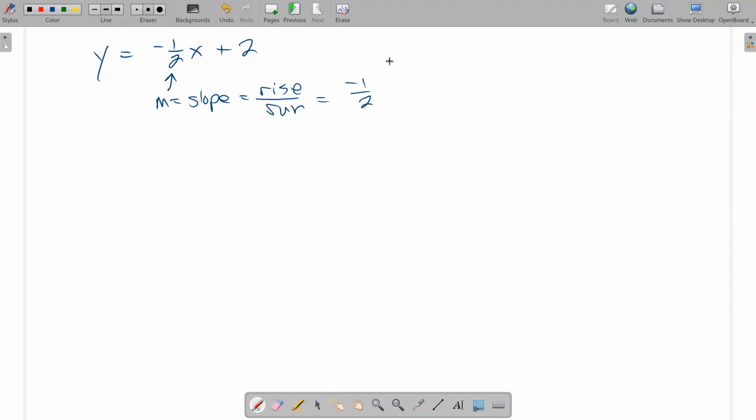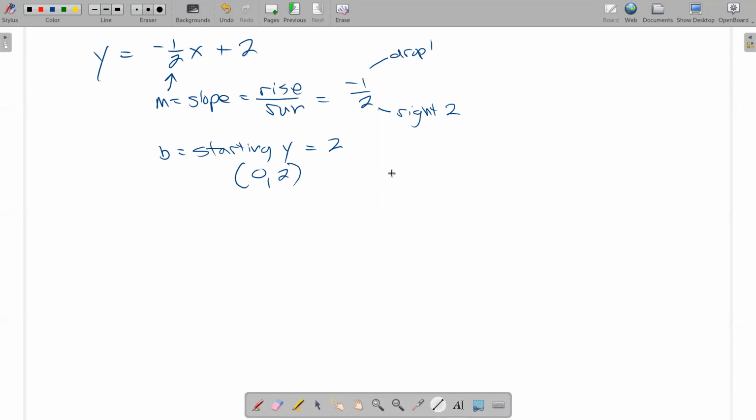So I have a negative 1 for the rise. So that's really a drop 1. And then the positive 2 means positive for x is right 2. And then remember the 2 is our y-intercept. So b is our starting y of 2, which means I really have the point 0, 2.